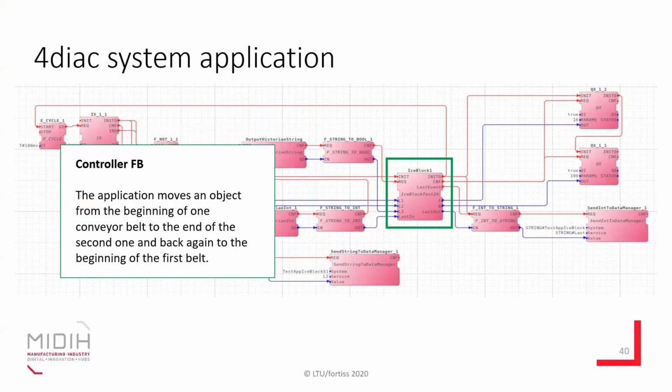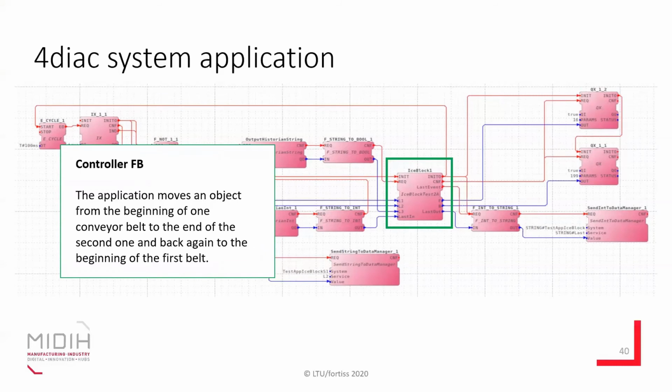Finally, the main control block, which is used to move an object from the beginning of one conveyor belt to the end of the second one, and back to the beginning of the first belt. The state machine we saw a few slides ago is part of this function block.